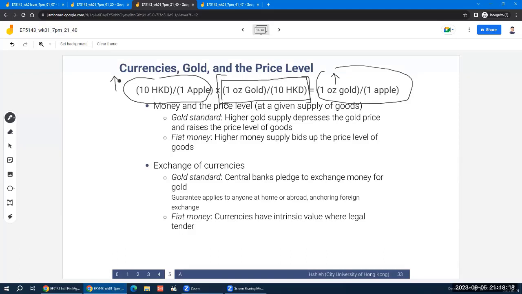the inflation caused by gold has to be reflected in the devaluation of our domestic currency, Hong Kong dollars, right? So the price of apples must also increase in terms of Hong Kong dollars, and therefore imports of gold will cause inflation under the gold standard. Okay, that's the mechanism. So now you kind of get an idea, right?